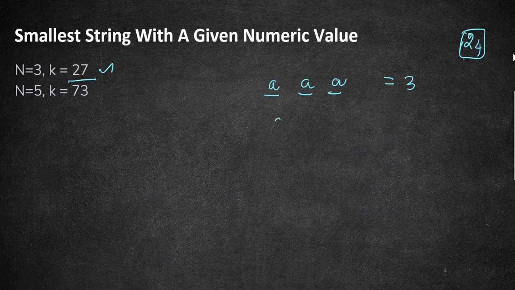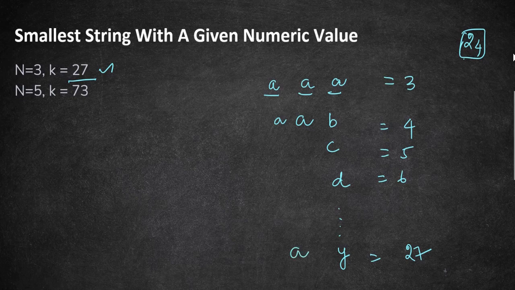Let's say the first two A's stay the same and we replace the last A with B. Now it becomes 4. In the same way we override B with C, and this is 5, and D, this is 6, and so on. Finally, we replace it with Y, which will give you the value of 27. As we finally fix the last character's value as Y, the rest of the two characters are going to stay the same, and this is going to be our output.